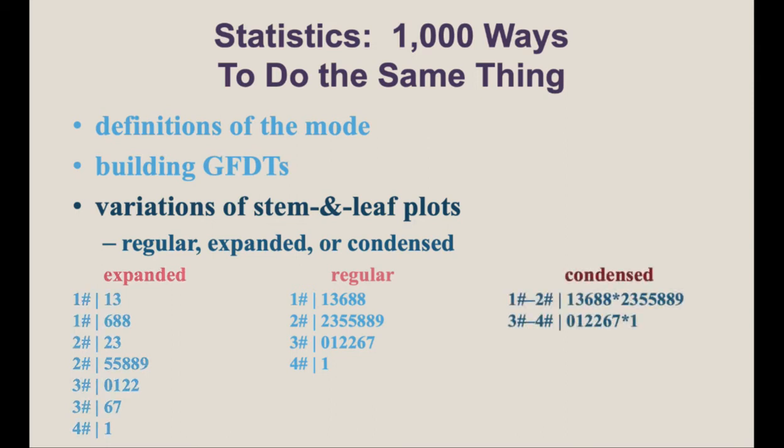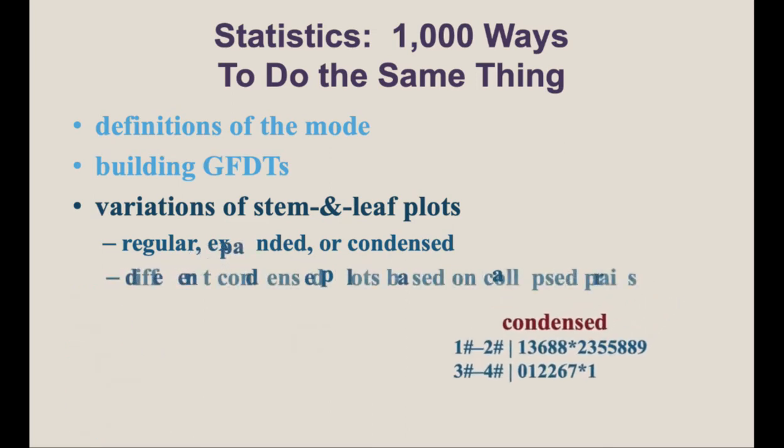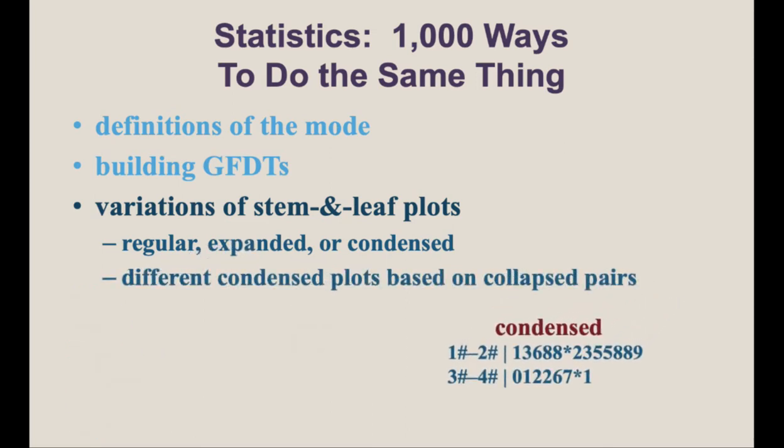Alternatively, we could go in the other direction and present the data as a condensed stem and leaf plot. As shown here, this does require a new notational element, namely the asterisk to indicate the separation between the two stems that have been combined here into one. The purpose and benefits of these variations are rather obvious. But even here, there is still a variety of ways that the same thing can be accomplished in different ways.